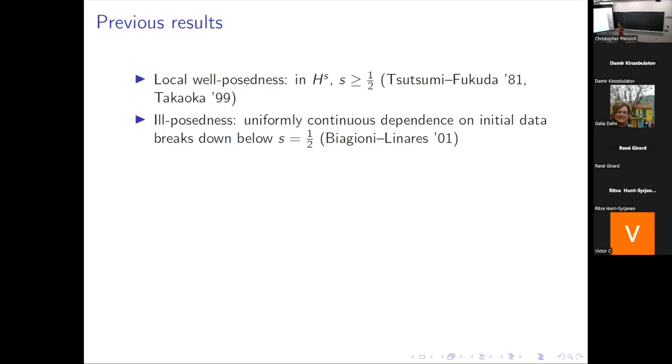a lot of methods that you have at your disposal to study dispersive PDEs. In fact, most of the methods that we have available can only produce results where you have uniformly continuous dependence on the initial data. So we would have to think in a different way. So when we started looking at this problem, there was no local well-posedness known below H^1/2.